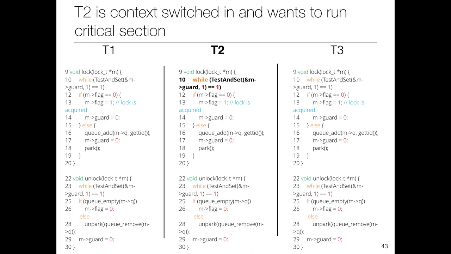But before we could do the other things like set the guard to 0 and park the thread, which is put the thread to sleep, T2 again wants to execute. So T2 is always unlucky, tries to get the guard at the wrong time. Now, has T3 unset the guard? No, right? T2 again tries to set the guard variable. Again, out of luck, can't set the guard variable, keeps on spin waiting.